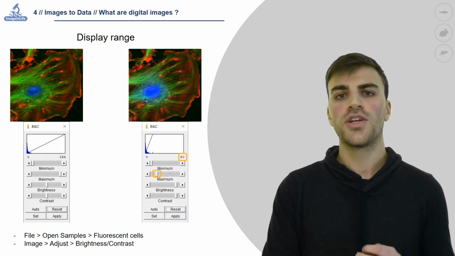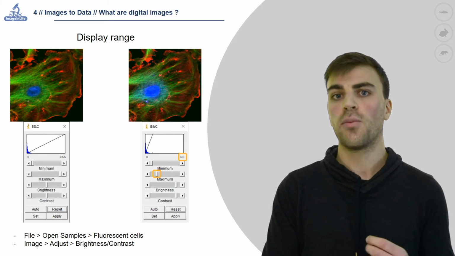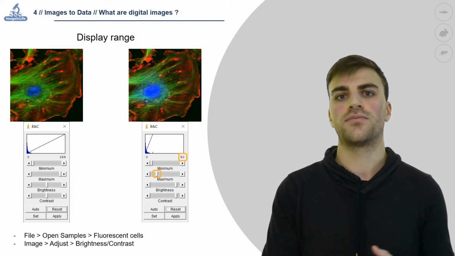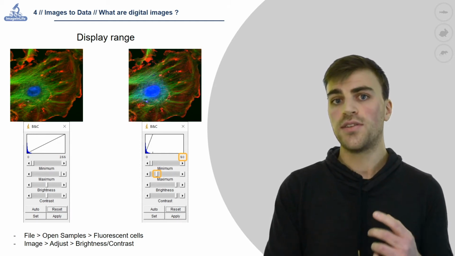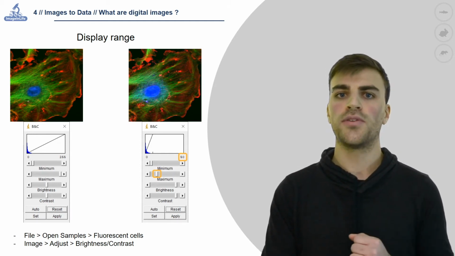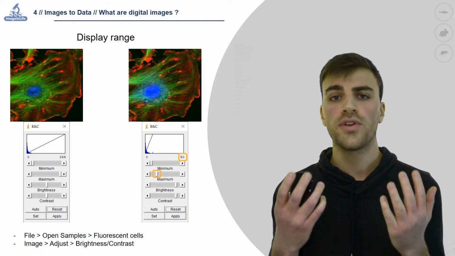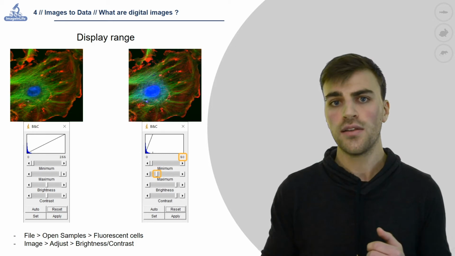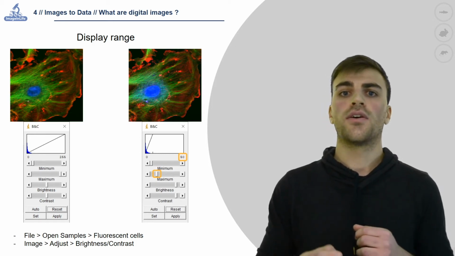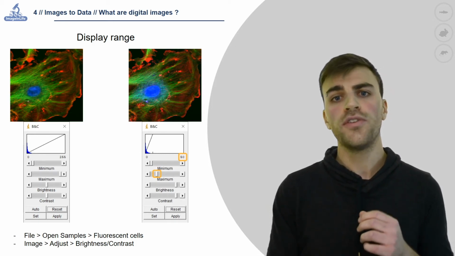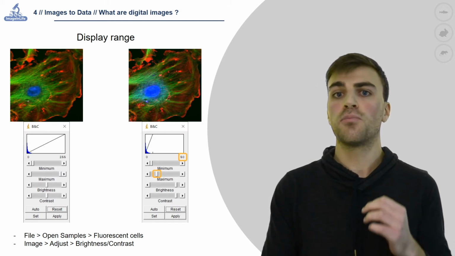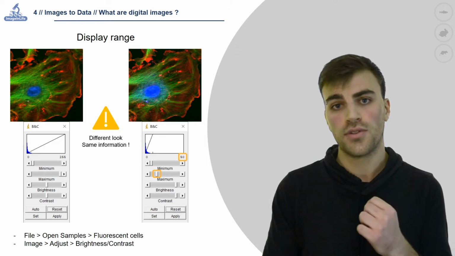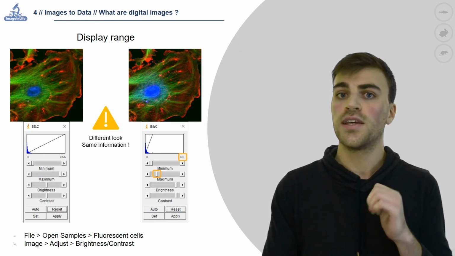Adjusting the display does not change the pixel value, unless you click apply. It only changes the way the computer displays the image on the screen. In particular, it is important to use the same display parameters when visually comparing two fluorescent images on the screen. For instance, on this picture of a cell, on the right side, all blue pixels with a value above 50 are displayed with the same brightest blue shade. As a result, those two images look different, even though the underlying data is the same.